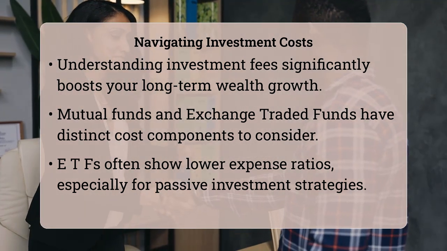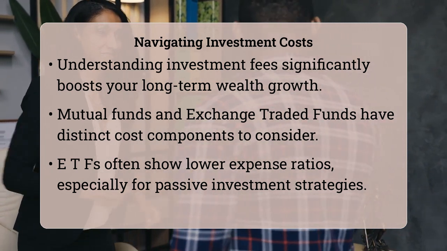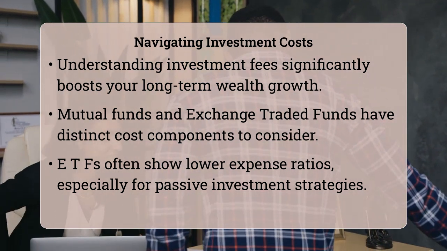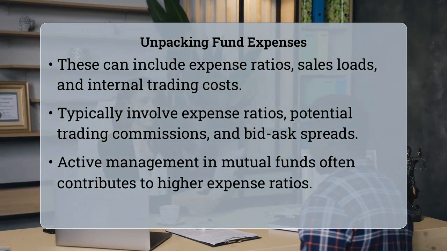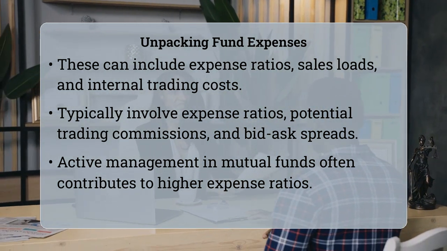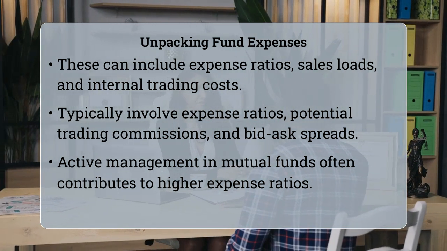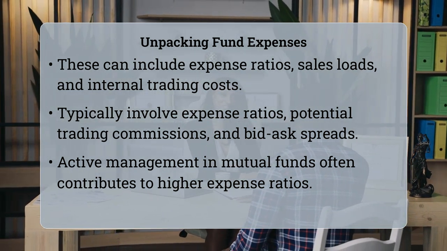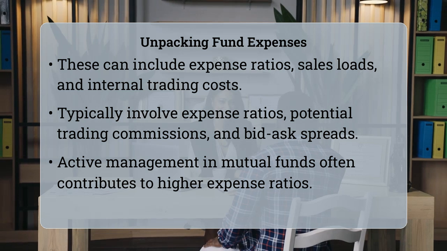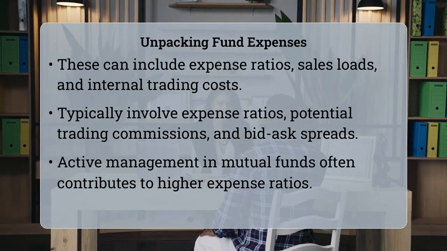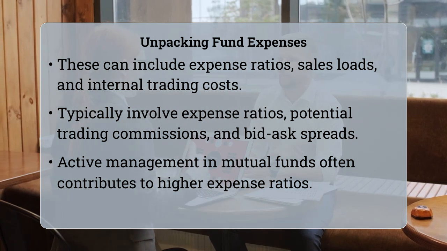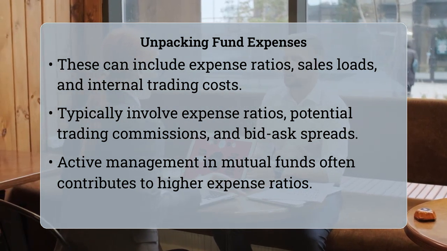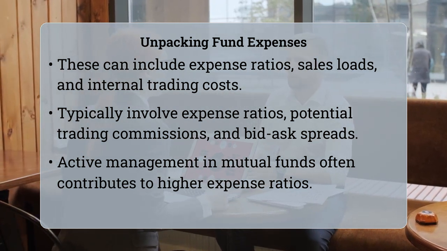Mutual funds are typically bought and sold directly through the fund company or a broker, often priced once a day after the market closes based on their net asset value, or NAV. Their costs can include an expense ratio, which is an annual fee for managing the fund. Some mutual funds also charge sales loads, which are commissions paid to a broker. These can be front-end loads, paid when you buy, or back-end loads, paid when you sell.